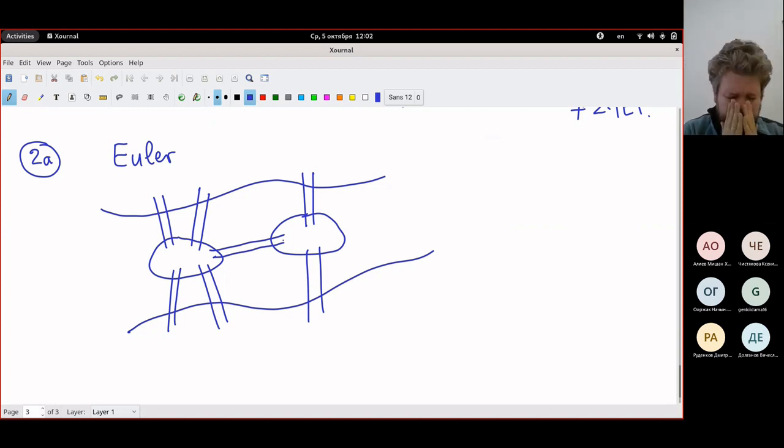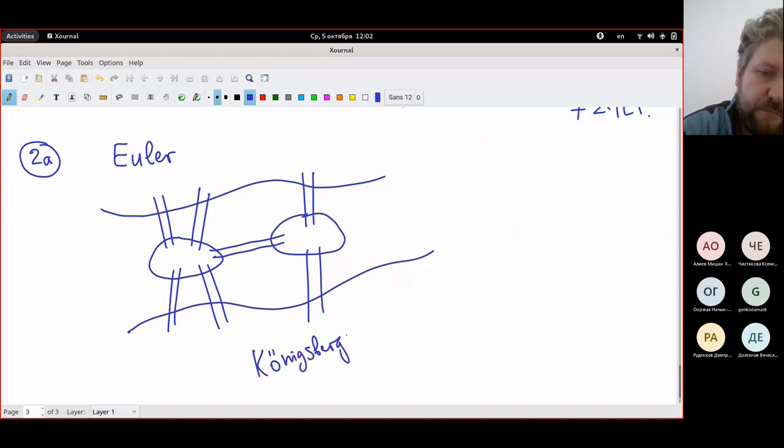Sorry. So Euler asked the following question: whether you can traverse the city center of the city of Königsberg, as it was called at that time, so that you visit each bridge exactly once. So if you wanted to roam along the bridges. And this way of traversing such a map was called the Euler path.